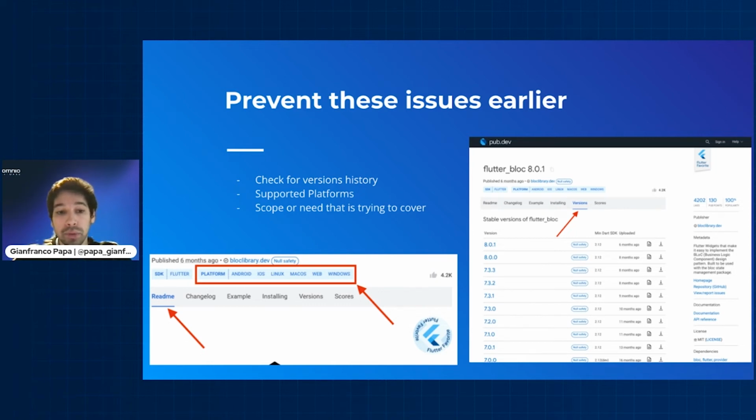And another thing that we can do is try to see the scope or need that the library is trying to cover. In that sense, we can see the README file, understand what the library's purpose is, and try to see if that will fit our needs.